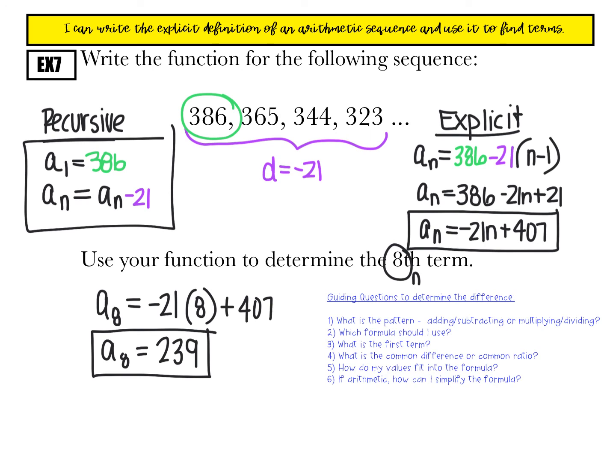All right, so on this one, it is getting smaller, and it's getting smaller by a common amount, a common difference, so that's going to be an arithmetic sequence. So when I put it together in both of my formulas, I end up with a sub 1 is 386, and then a sub n equals a sub n minus 1 minus 21. Over here in explicit, I plug those same values in, and then I distributed to simplify because I need to make it simpler. So a sub n is simply negative 21n plus 407. So if I'm looking for the 8th term, I put 8 in for n, and I get 239.